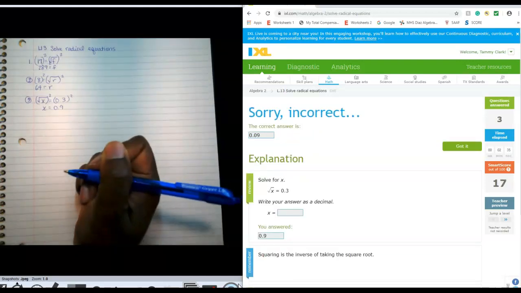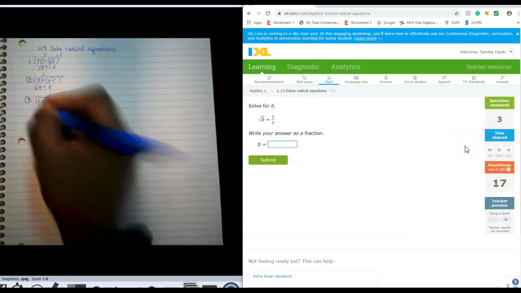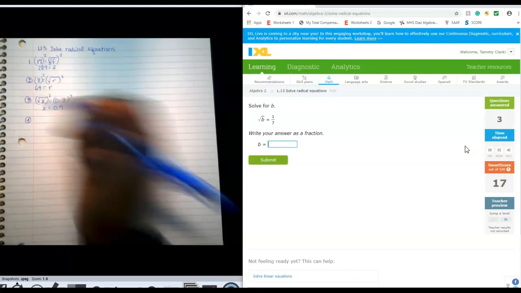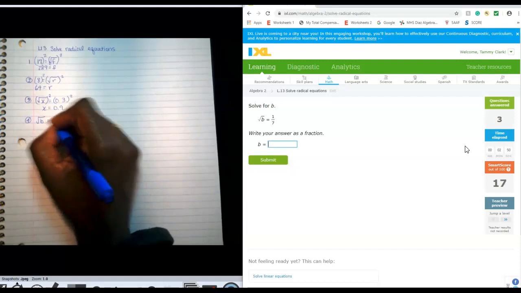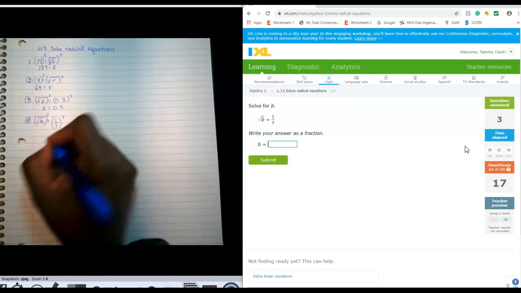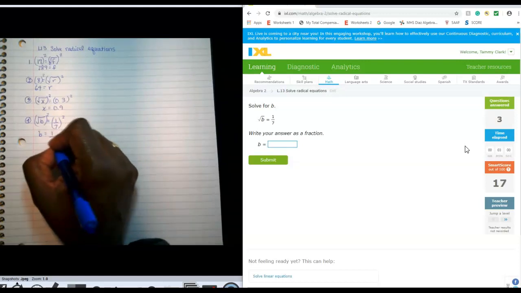Oh, I forgot the other 0. Okay, that was my fault. We got it though. That's what happens when you start going too fast, right? So we've got the square root of b is equal to 1 over 7. We're going to raise both to the second power, and that gives me b is equal to 1 over 49.